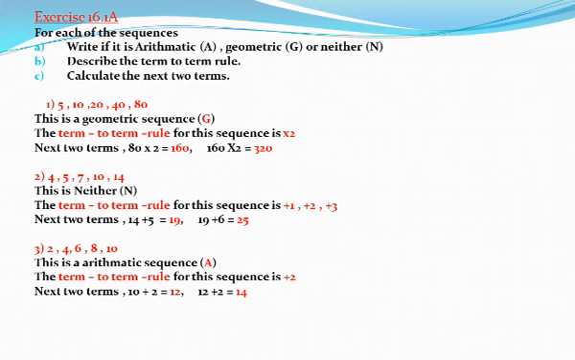The next example 2, 4, 6, 8, 10. 2 plus 2 is 4, plus 2 is 6, plus 2 is 8. That means the term-to-term rule for this sequence is plus 2. So, this sequence is an arithmetic sequence. We can write the letter A. The next two terms, add 2 to the last term. 10 plus 2, 12, 12 plus 2, 14.